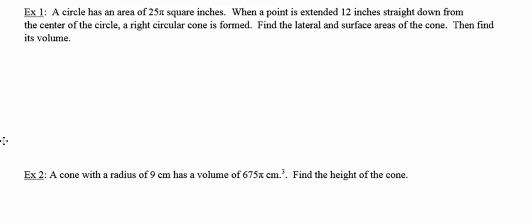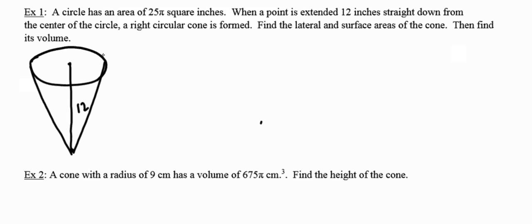Since we don't have a picture of this cone, the very first thing that I'm going to do is draw one. So it talks about a circle. I'm always going to start by drawing that circular base. It says when a point is extended 12 inches straight down from the center of that circle. So there's my center, there's my point that's 12 inches straight down. We form the cone. So there's our cone that's formed. They want us to, again, find the lateral and surface area of the cone. So for lateral area, I'm going to use the formula pi times r times L, but you can use the circumference of the base times the slant height.